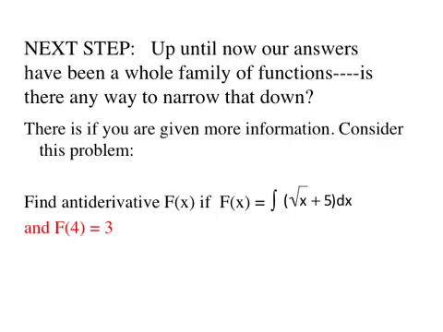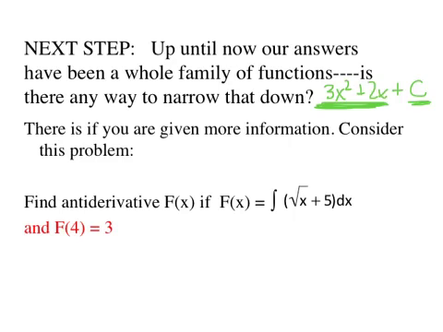The next step is one more little detail. Up until now, our answers have been a whole family of functions. What does that mean? Well, you got answers like 3x squared plus 2x plus a constant. So everything in that function starts out with this and then could have a different constant. So it's a whole bunch of functions, but they have something that looks alike. It's just like your family. You have a lot of things that look alike. Excuse me, but there's something different there too.